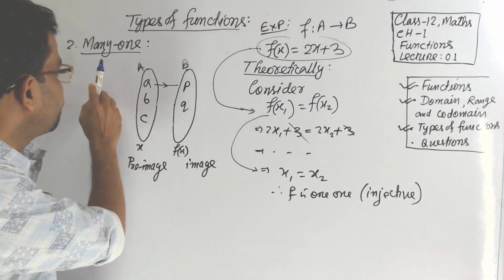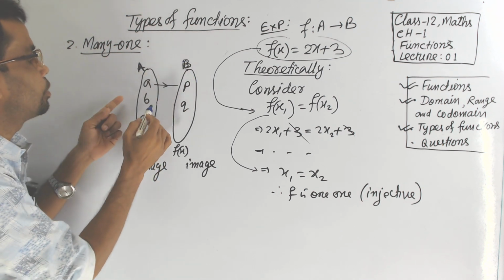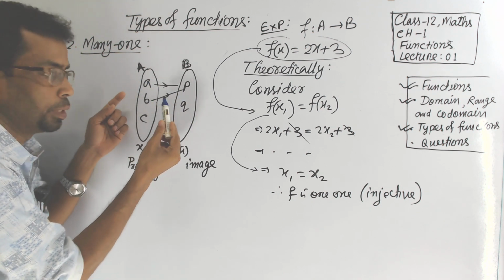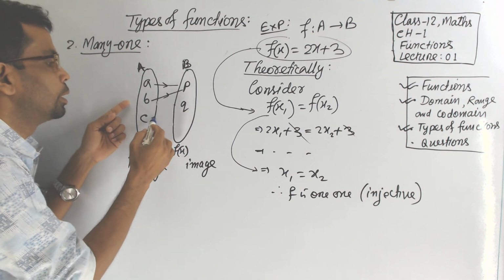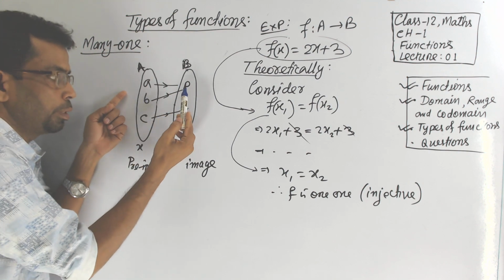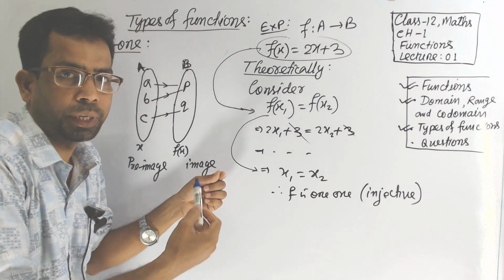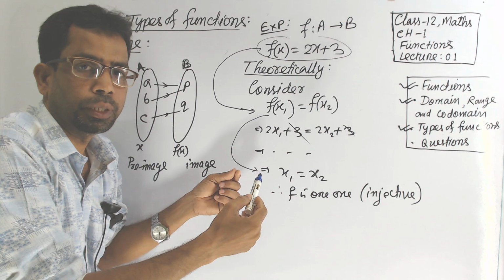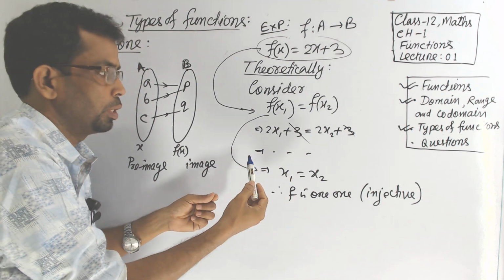Type 2 is a many-one function. A many-one function is like this: different elements in A will have the same image in B. Here I am taking element A having image P, and another element B also having image P. So in a many-one function, different elements in set A have the same image in B, and the theoretical process of checking whether a function is many-one or not is the same as we have taken for checking a 1-1 function.